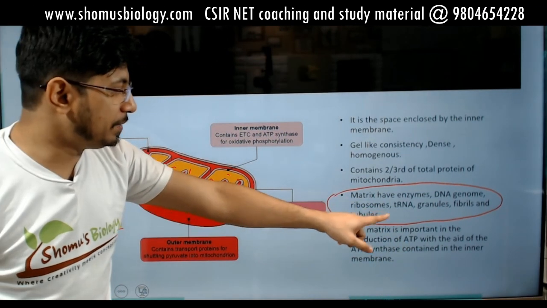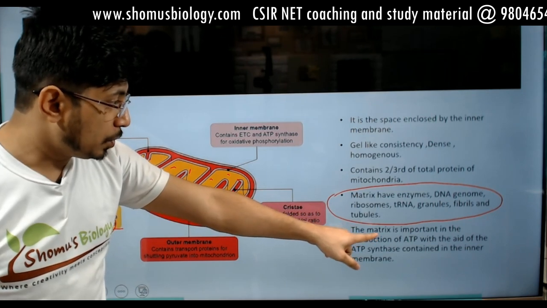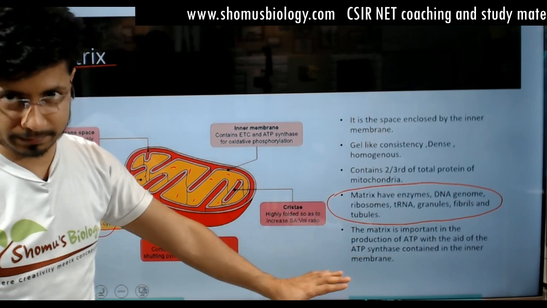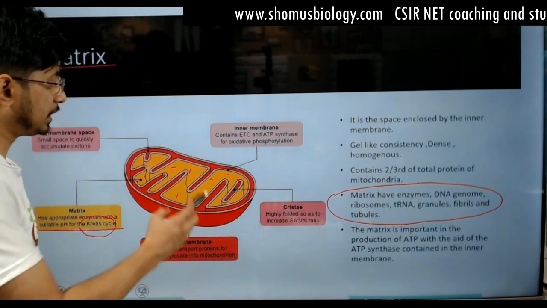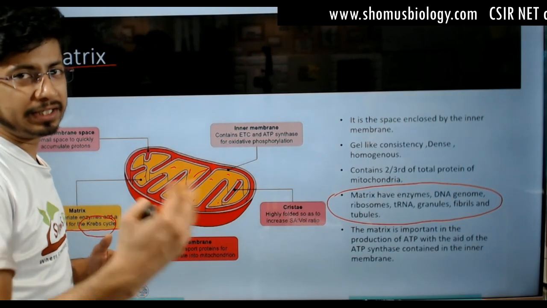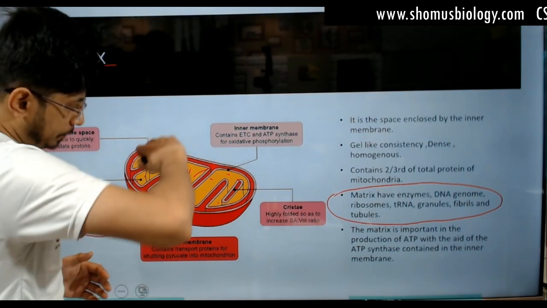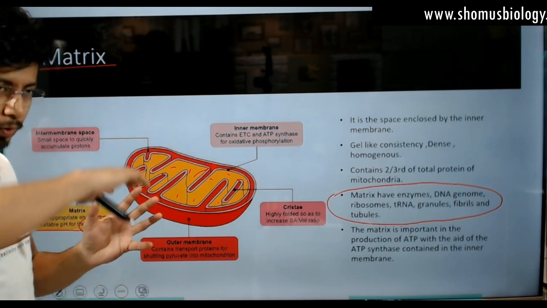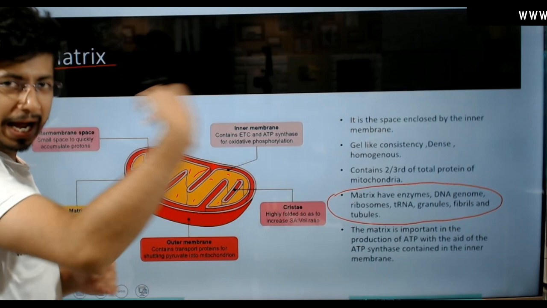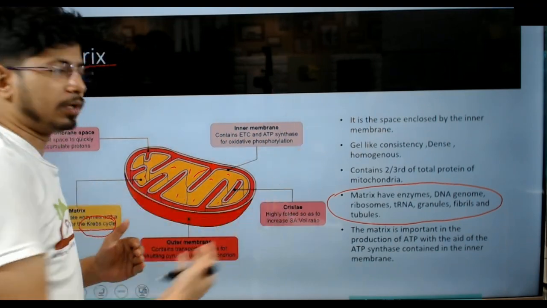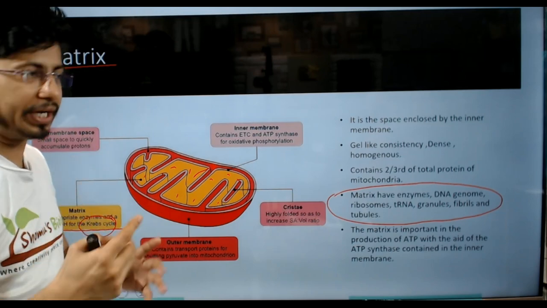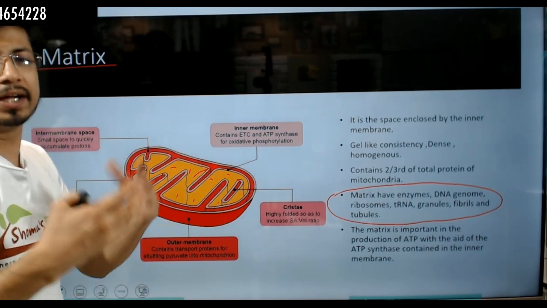The matrix is important in the production of ATP with the aid of the ATP synthase contained in the inner membrane. It's also important because the matrix is the place from where the protons are transferred into the intermembrane space, and then the protons are turned back inside via the proton motive force. The proton is transported back from high to low concentration, and as protons are siphoned from high to low, the ATP synthase turbine rotates, and ADP is combined with Pi to make ATP.